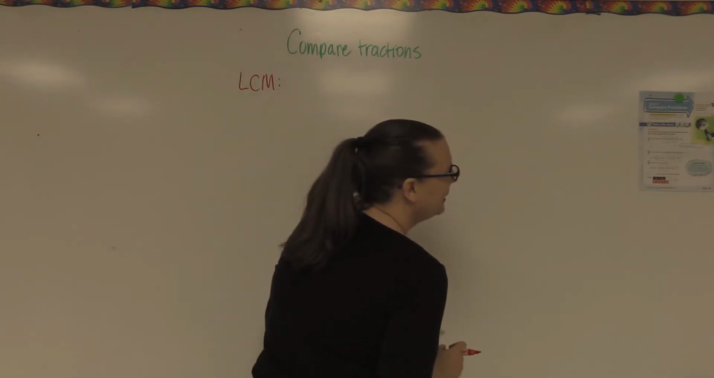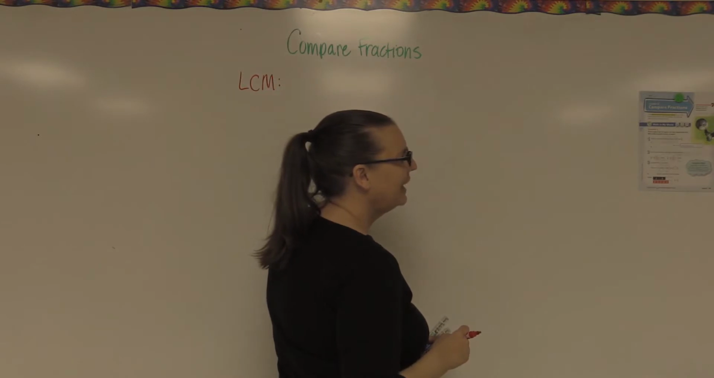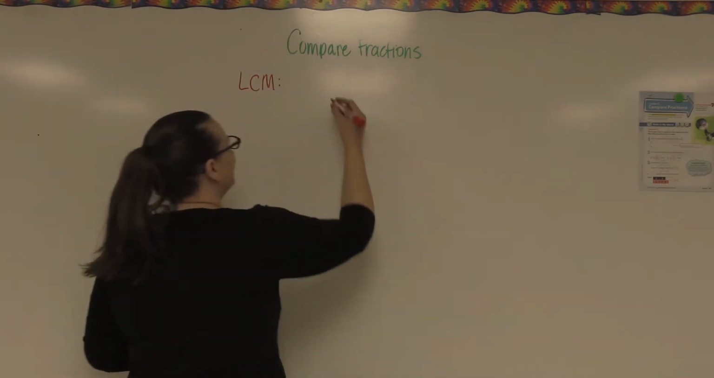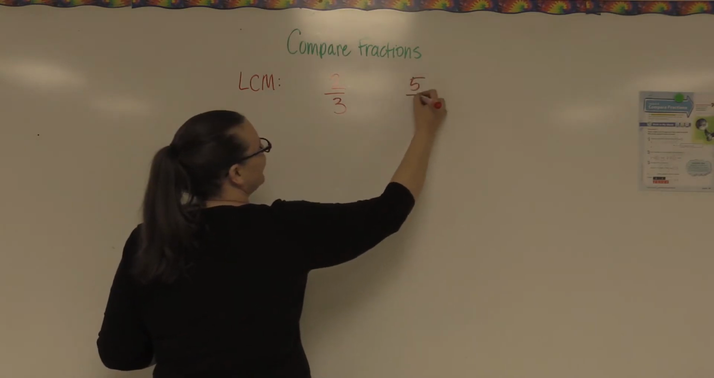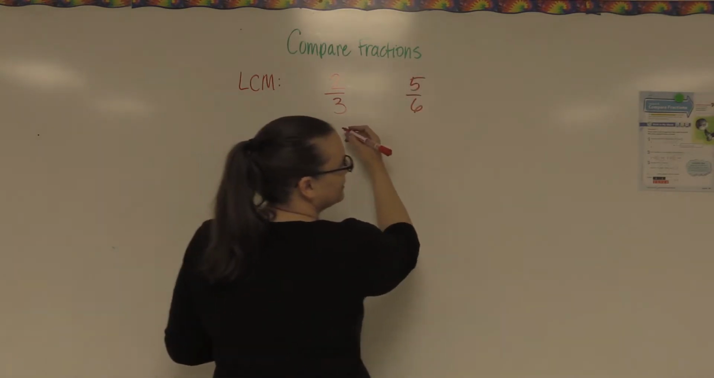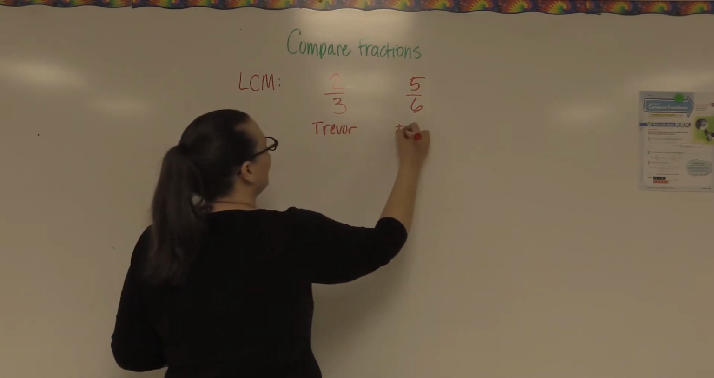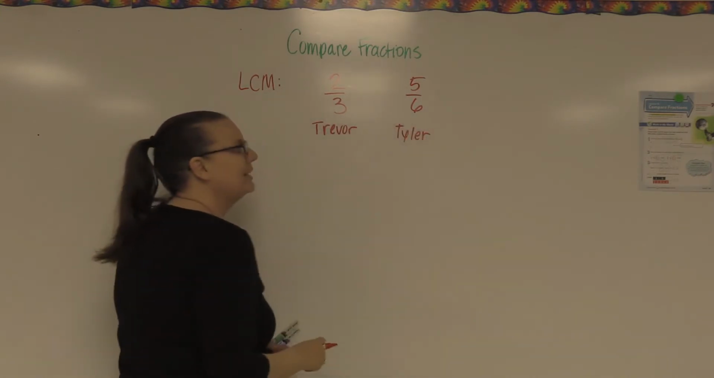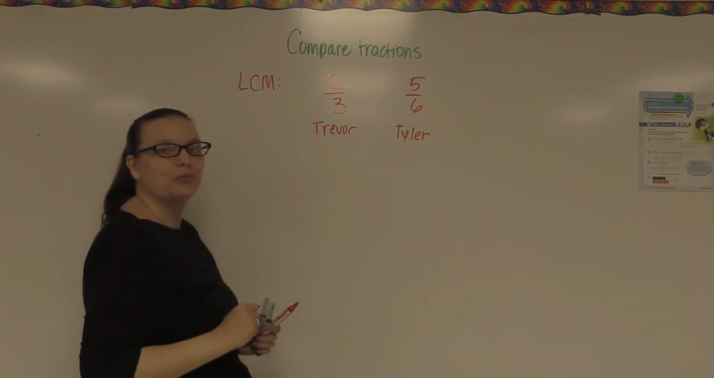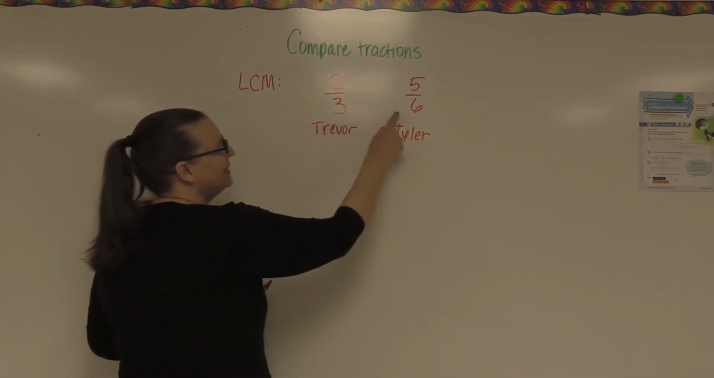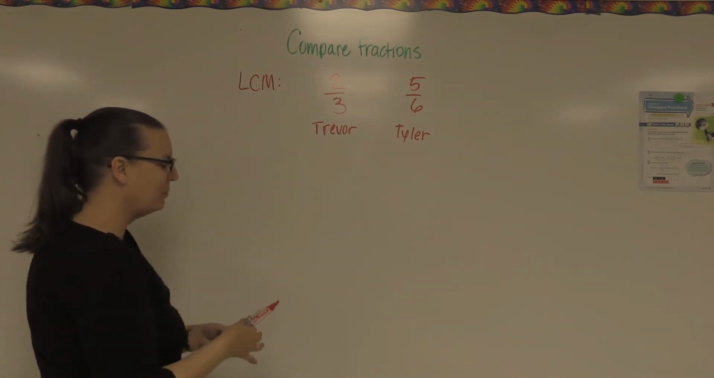For number 1, it says Trevor made 2 out of 3 goals and Tyler made 5 out of 6. So 2 out of 3 or 5 out of 6. This is Trevor and this is Tyler. We would like to be able to see who made more goals. We can't do that until we find a common denominator. We can use least common multiple to help us.